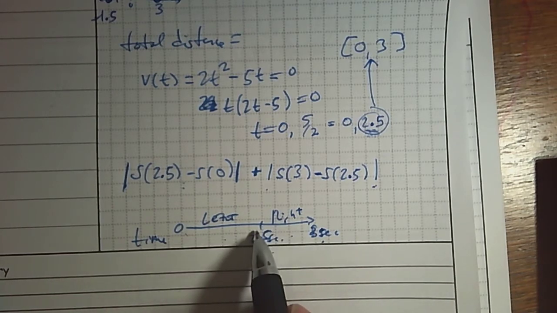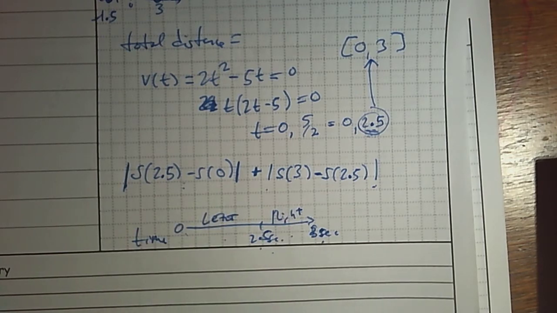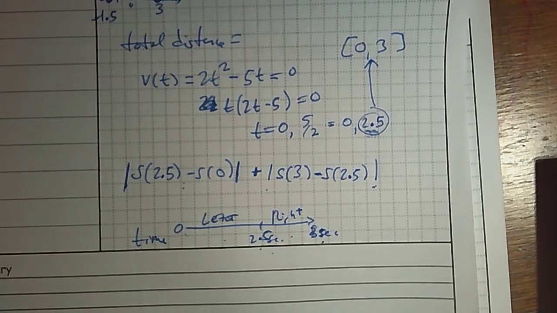So what distance did it go to the left, what distance to the right, and then add them up. So if I did that for 22, and if you used your calculator, you would see what?